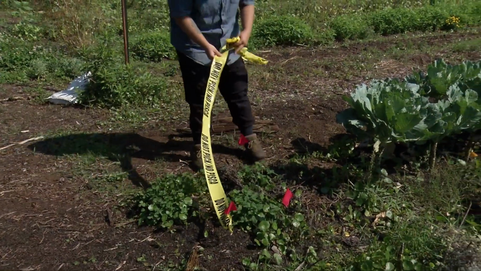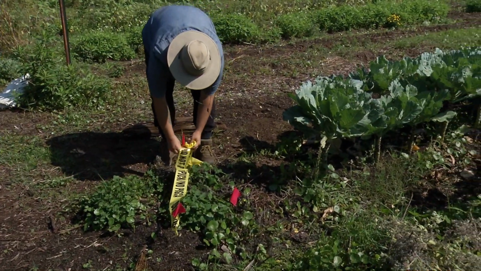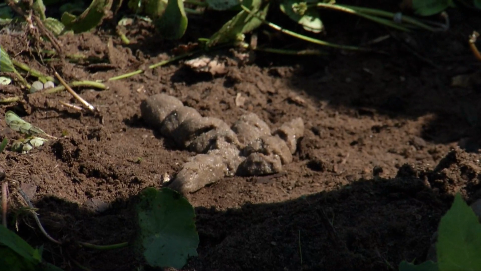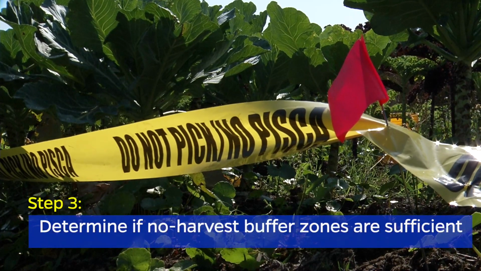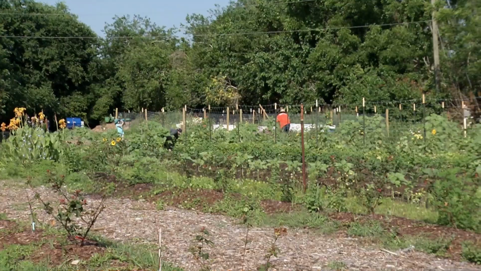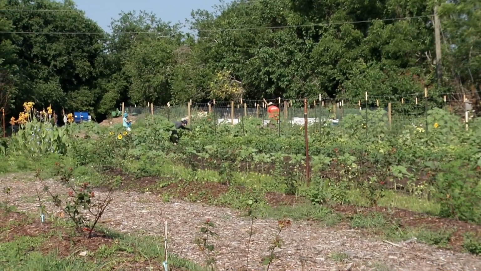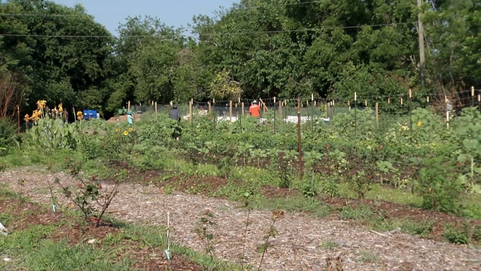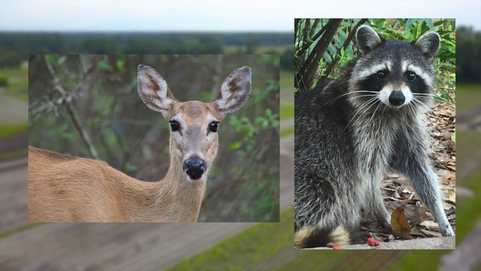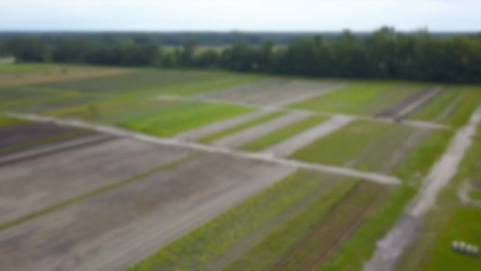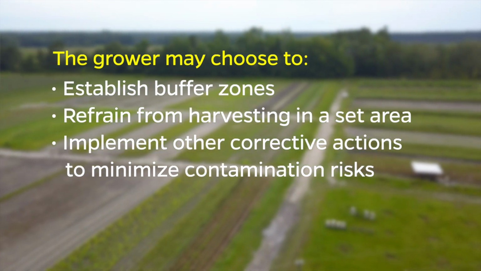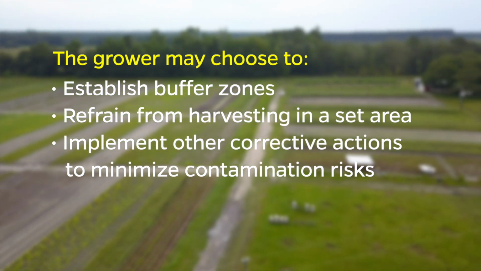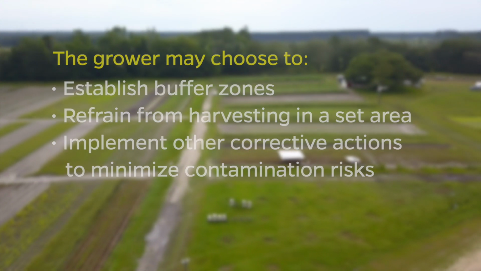Establishing a no-harvest buffer zone is one way workers can prevent risks once contamination is identified. Although the FSMA Produce Safety Rule does not mandate a no-harvest buffer zone, it can be used to effectively reduce the risk of fecal contamination in the field. For instance, if animal feces or significant animal activity is found in the field, the grower may choose to establish buffer zones, refrain from harvesting in a set area, or implement other corrective actions to minimize contamination risks.